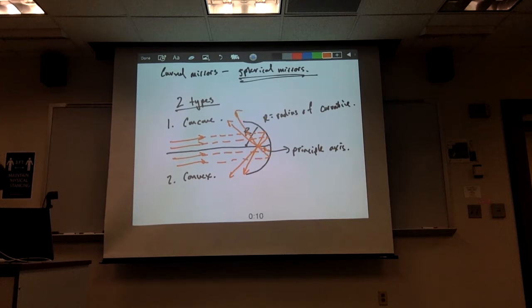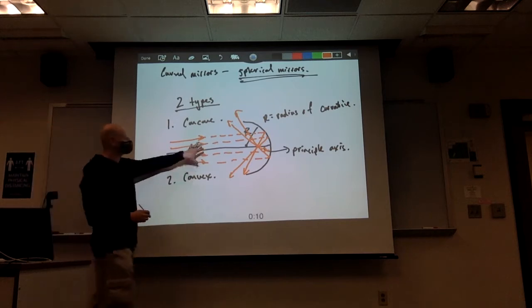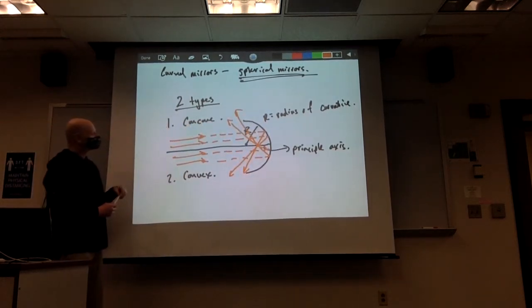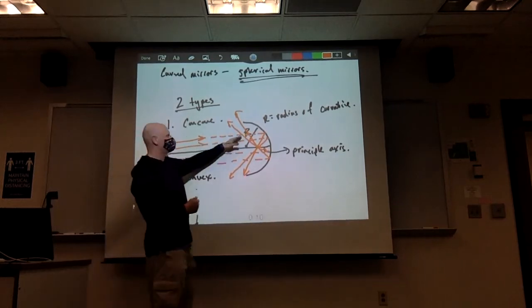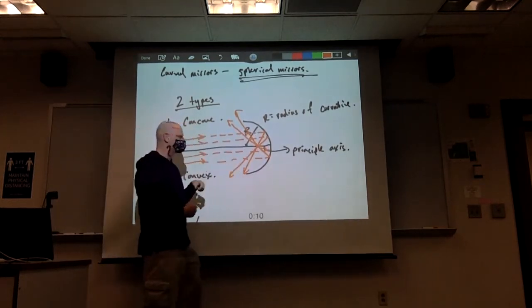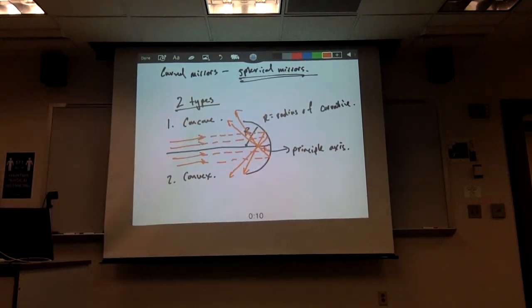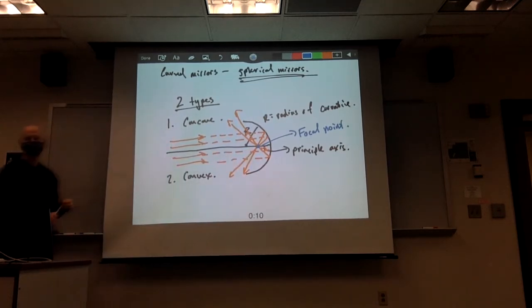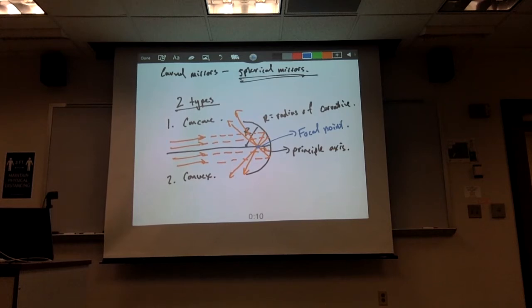Okay. So this is what we call a concave mirror. In a concave mirror, all the light would enter inside of the mirror. What happens then is that all the light rays would be reflected through one particular point. This one particular point here is what's known as the focal point. In this case, all the light is converged by reflection right through that particular point. Okay, so this is what we call a concave mirror. What's a convex mirror?